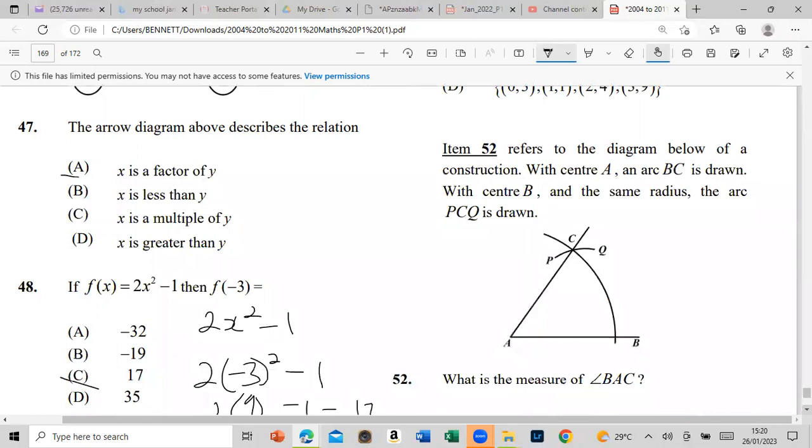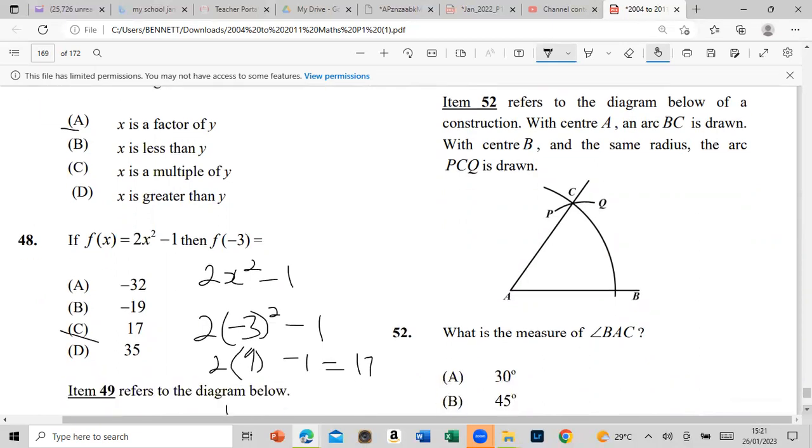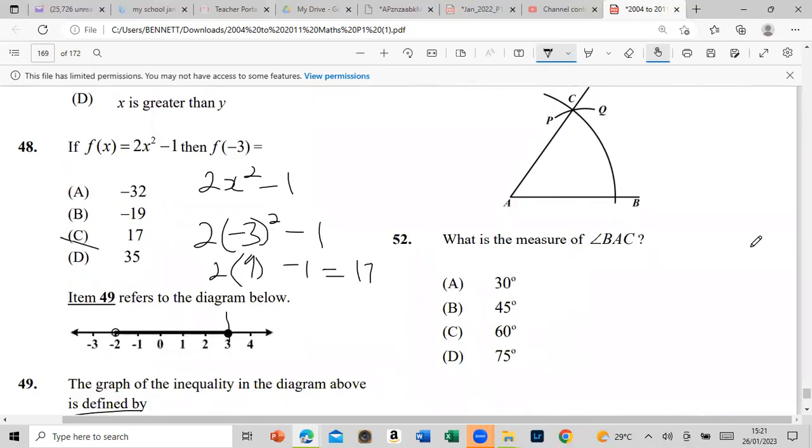Item 52, refer to the diagram below of a construction with center A, and arc BC is drawn. With center B and the same radius, the arc PCQ is drawn. What is the measure of angle BAC? It is this angle right here, and that would be 60 degrees.